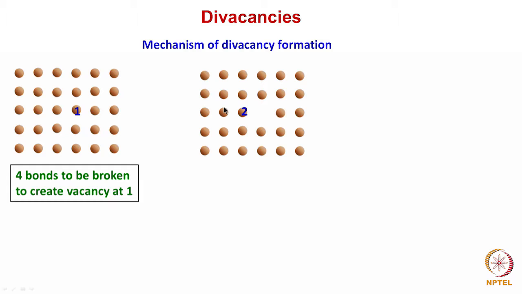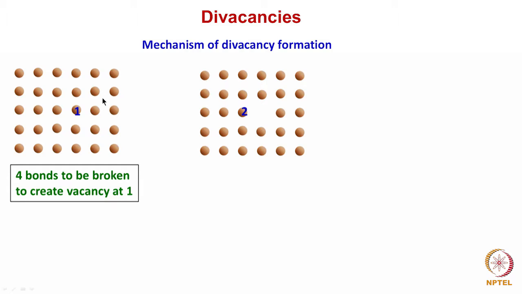Suppose at this position I try to remove an atom from this site and create a vacancy. Here again, we have to break 4 bonds, correct? Suppose I create a vacancy from this particular position, position 2. Then how many bonds have to be broken? Only 3 bonds. That means that if you remove an adjacent atom to create a vacancy, it is easy. That means there is a reduction in energy.